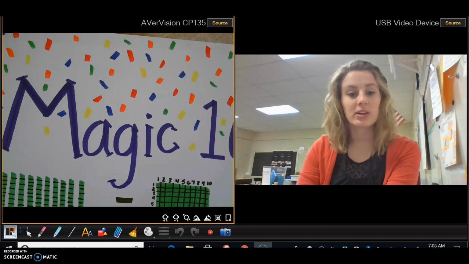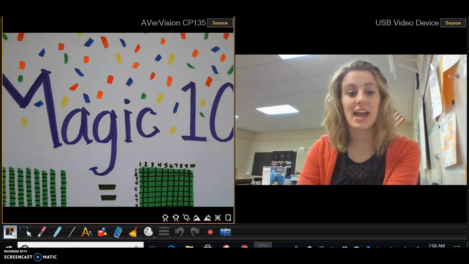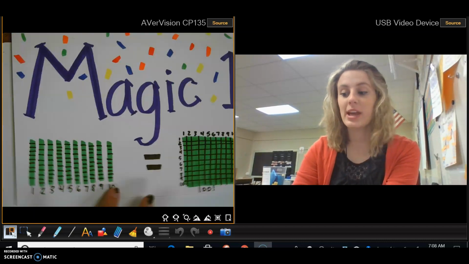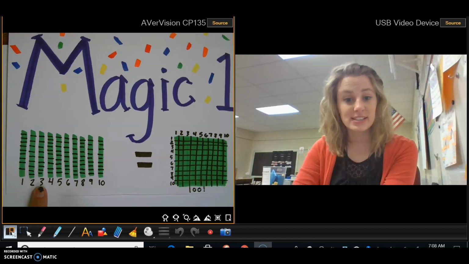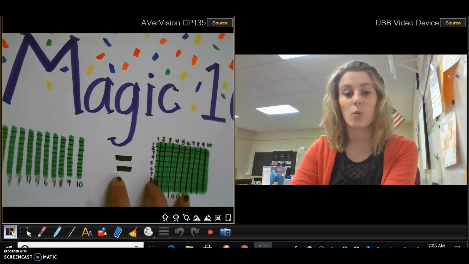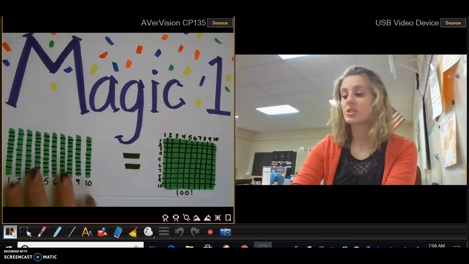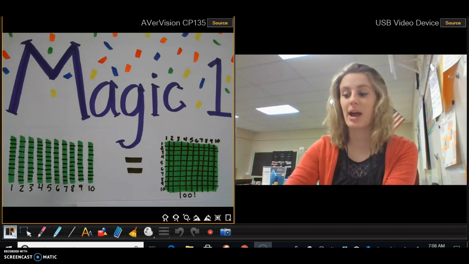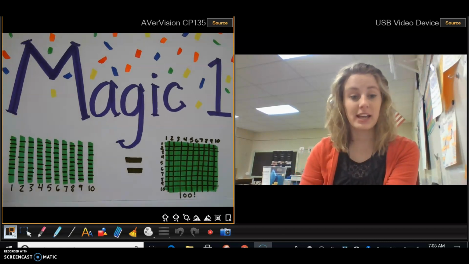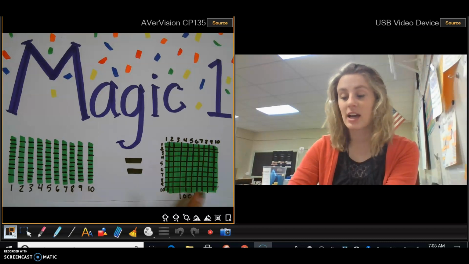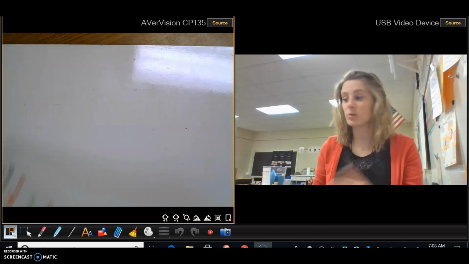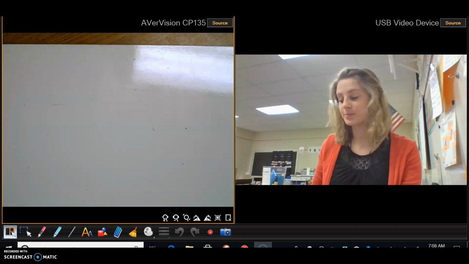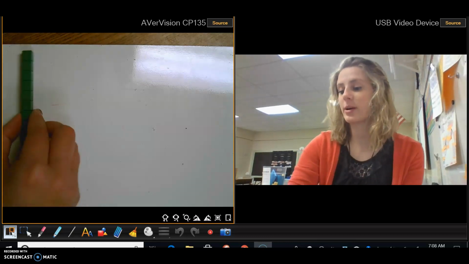So yesterday we learned all about magic 10, which meant that when we have 10 sticks, it equals 100. So we are going to talk a little bit more about how we can group 10 sticks to create hundreds blocks and to help us count easier and quicker. So I want to show you really quick.